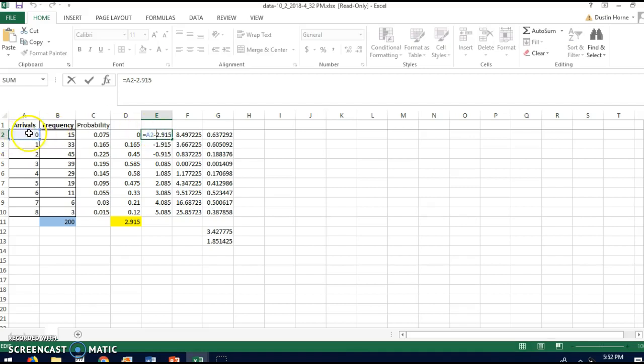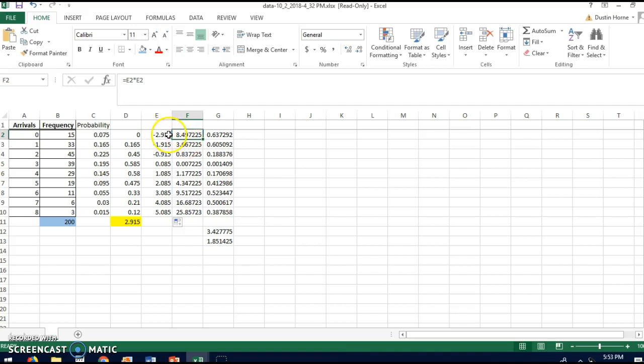So the formula would be, if you wanted to put the formula in, you're going to say equals, highlight the cell, minus 2.915, and then once you get that, just drag that box down and it will put all your formulas in for you. Now once you get that number, you have to square it. It's the difference between the arrival minus the mean, squared. So we're going to square each one of these numbers. You could have done that in one step, but I'm doing it step by step. So you're going to square it.